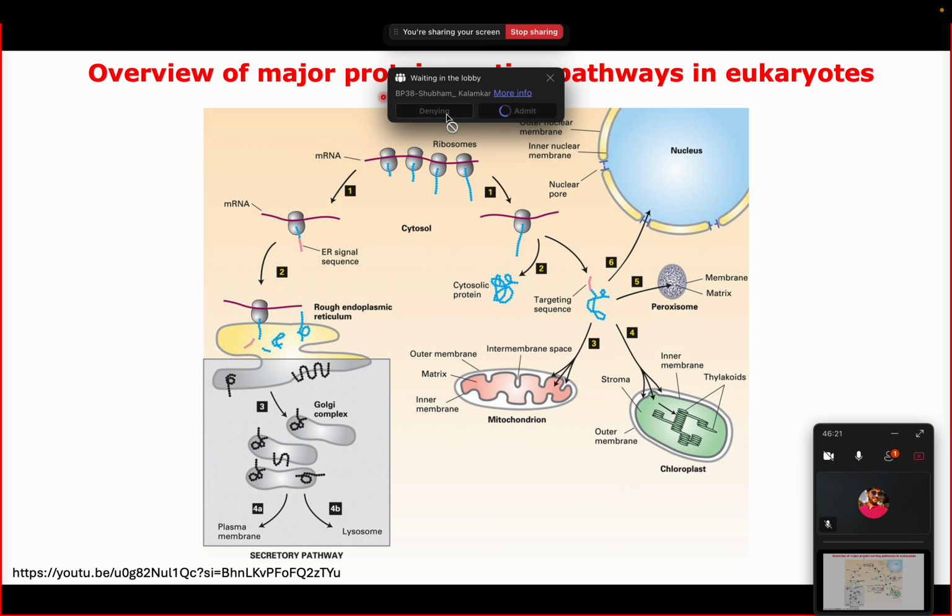So all this is governed by proteins which are there in the cytosol. But how do the proteins know where that particular cargo needs to be targeted? This is done by signal peptides or targeting sequences. Okay, it is all about complementation.